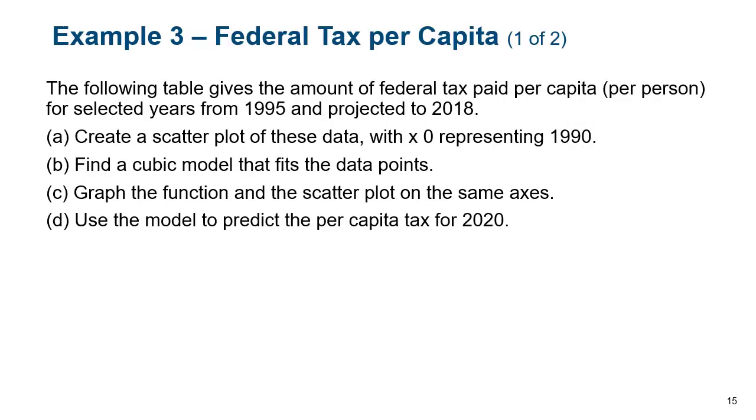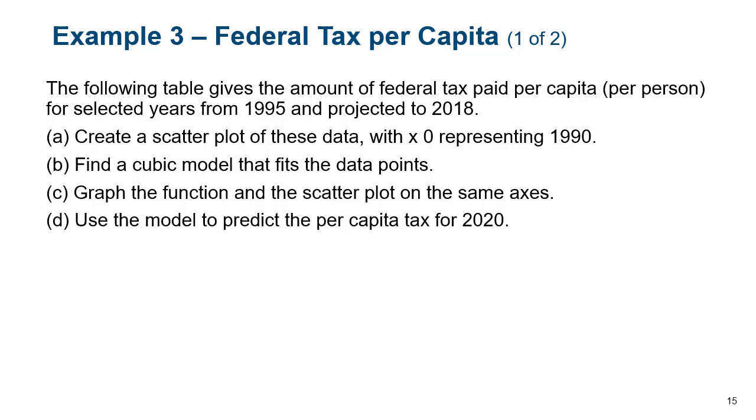So another example might be if we look at the following table, it gives the amount of tax paid per capita, per person, for selected years from 95 to 2008. We can create a scatter plot with X representing the year 1990. So 95 would be 5, right? And so on and so forth.